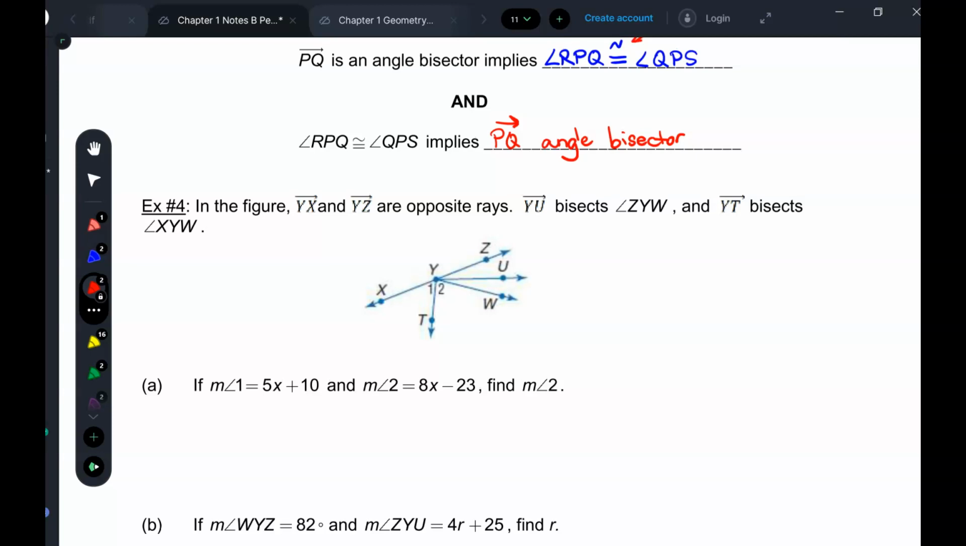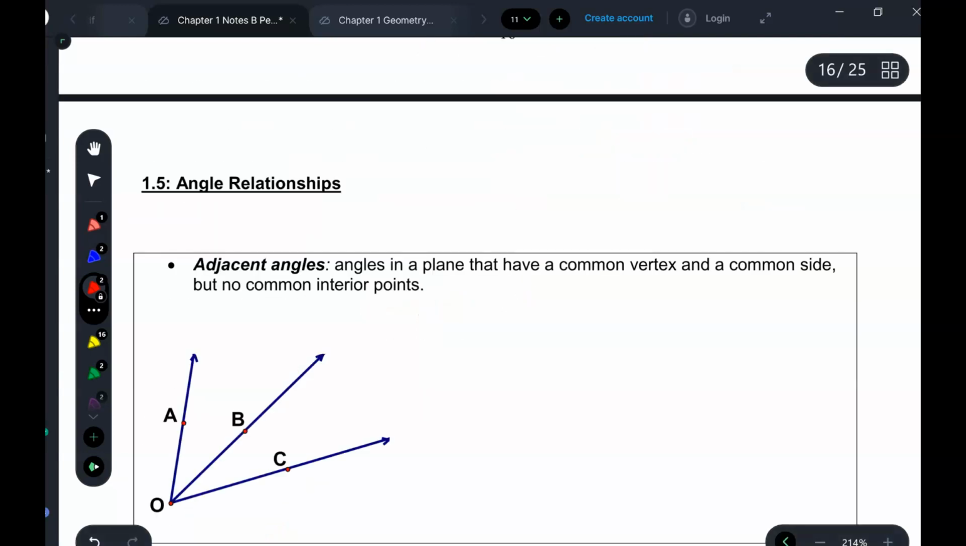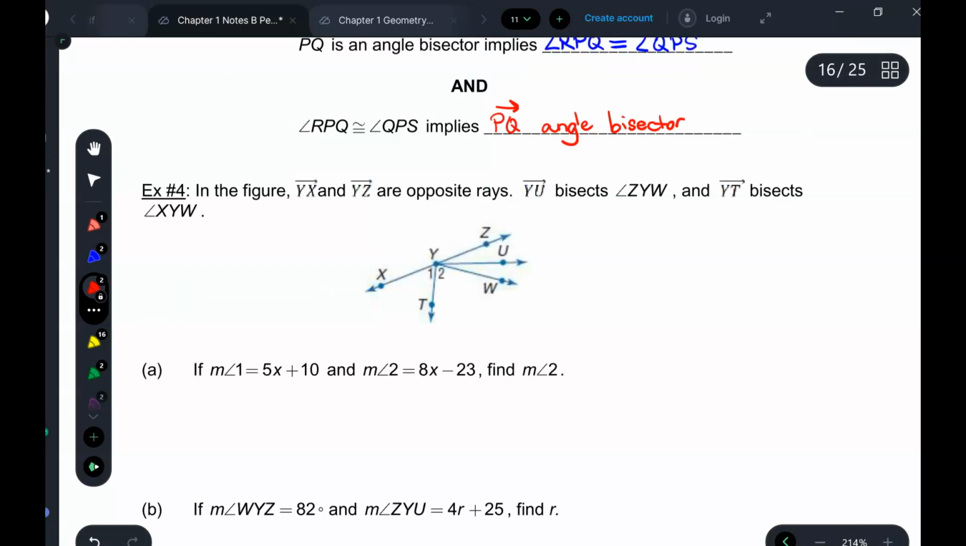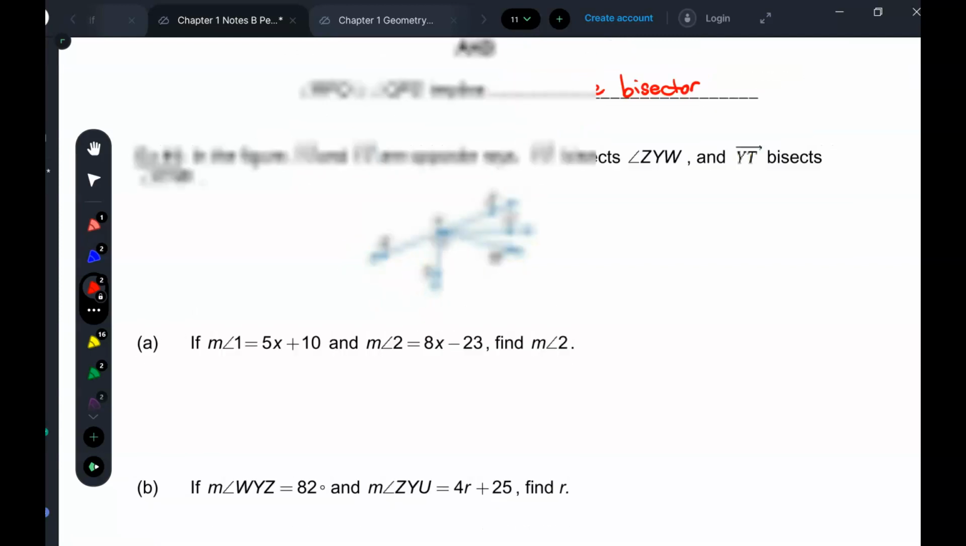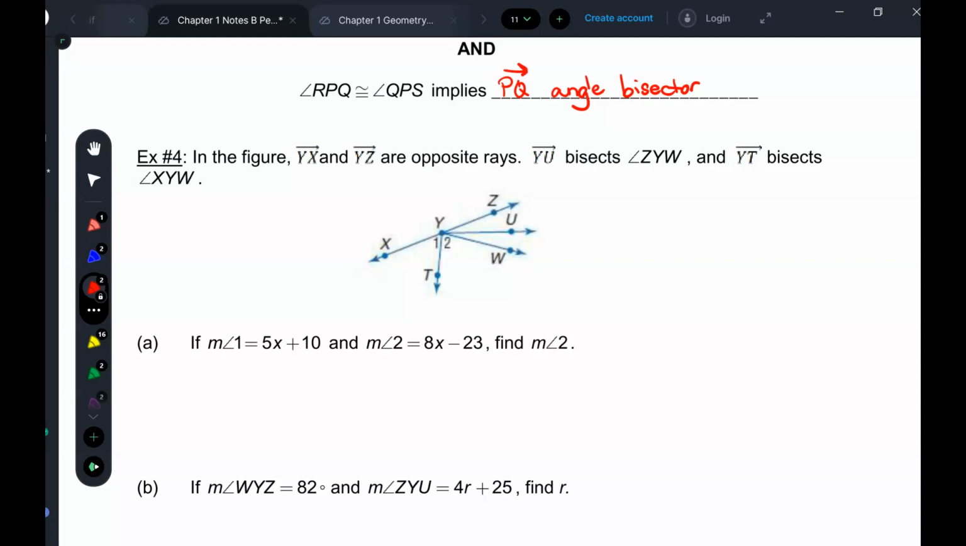Okay, let's do some examples. Oh, we just have these left. Okay, we can do this. All right, YX and YZ are opposite rays. What does that mean? It just makes a line. And then YU bisects angle ZYW. What does ray YU mean again? That's just the ray.